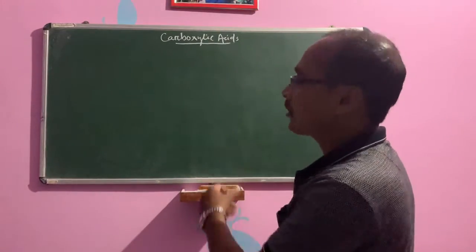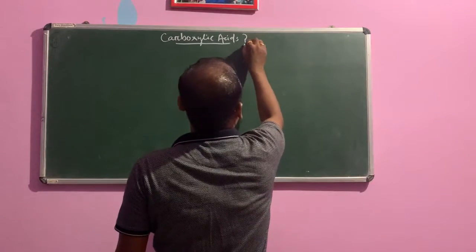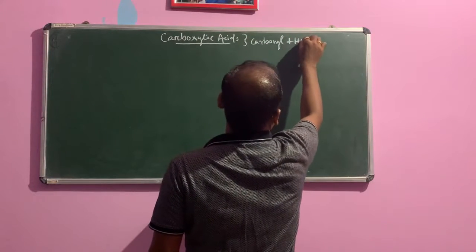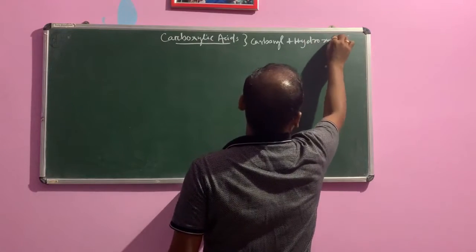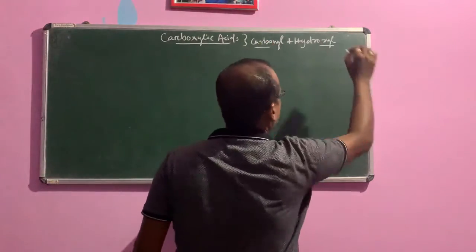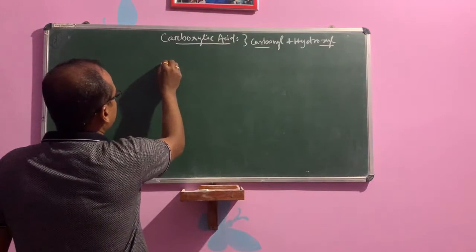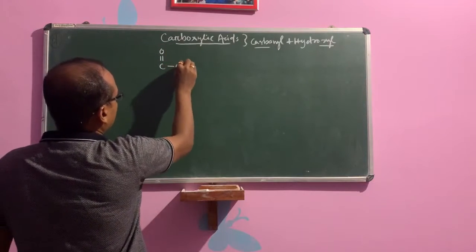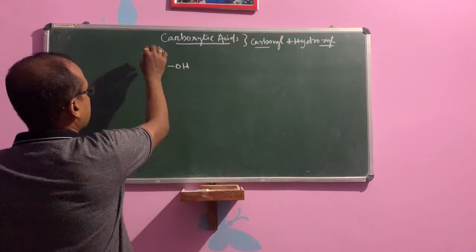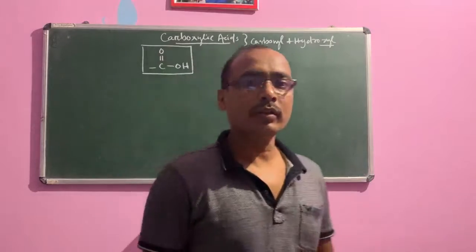Carboxylic acid is a combination of carbonyl and hydroxyl. Carbonyl plus hydroxyl, combined we call carboxyl. So, children, the functional group of carboxylic acid is C double bond O, OH. This is the functional group of carboxylic acid, and the secondary suffix is oic acid.